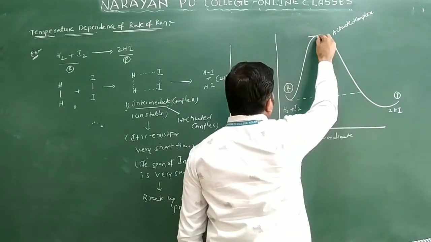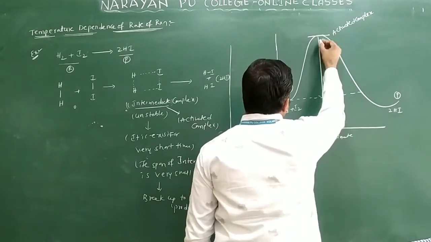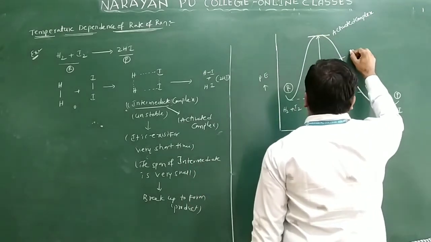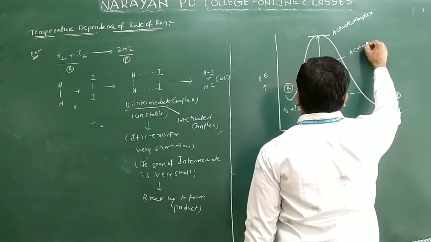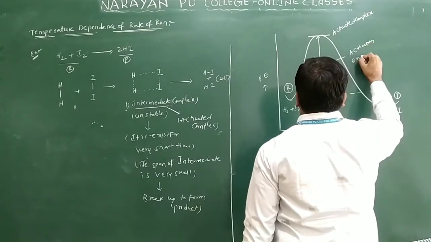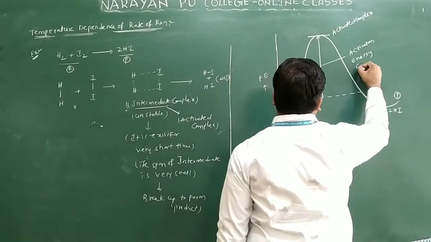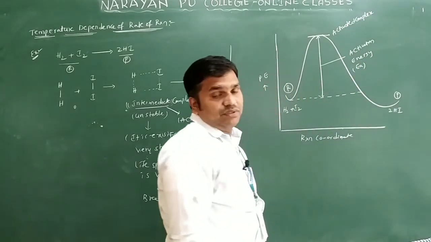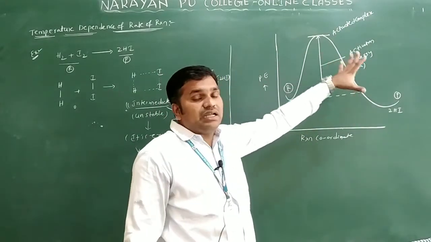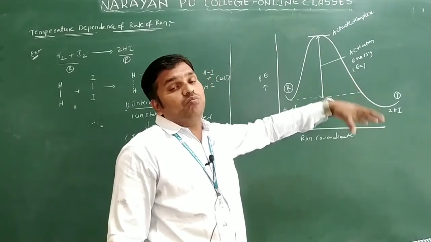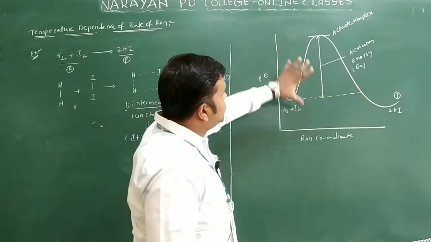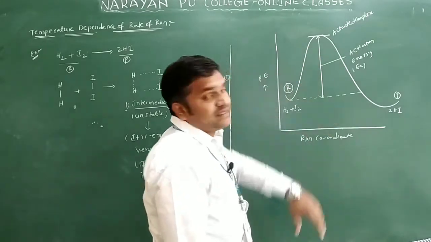Okay, so what are we calling this here? This we are calling EA. And this one? Activation energy. So activation energy we have to write in the form of EA. Clear? The energy required to form an activated complex is called activation energy. So this is the activation energy for this reaction.